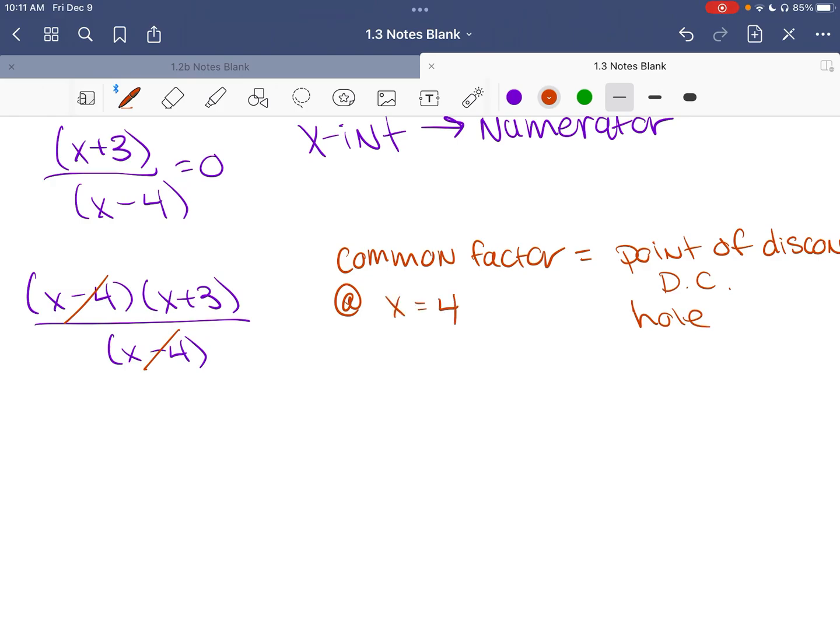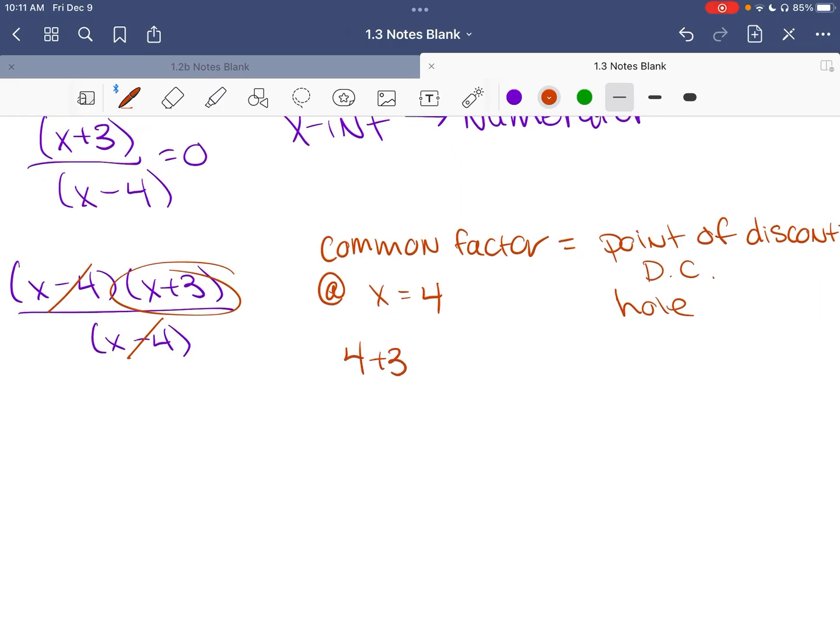That hole would have a specific point so that after we take out our common factors, we would plug that x value into our remaining function. So we would plug it into this and we'd have 4 plus 3. So that would give us 7. So the hole in our graph would be at the point 4, 7.